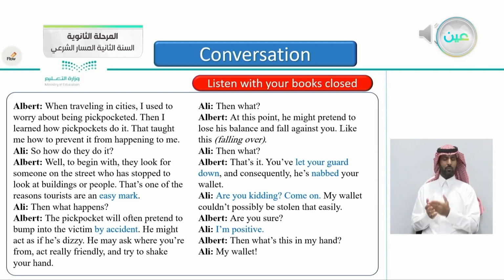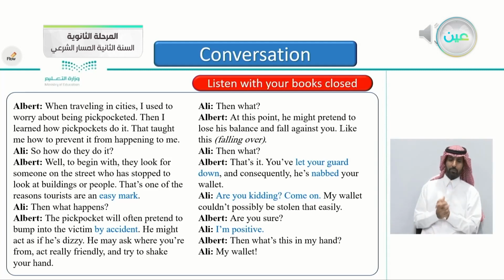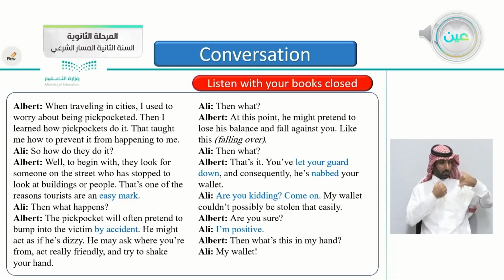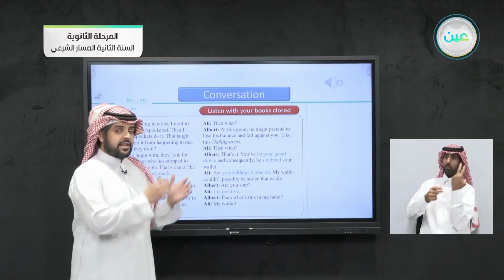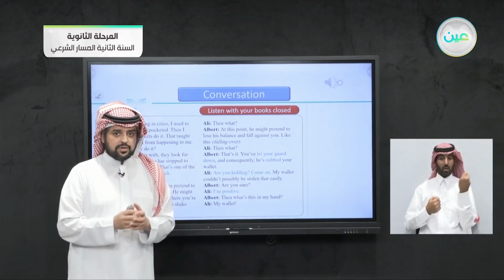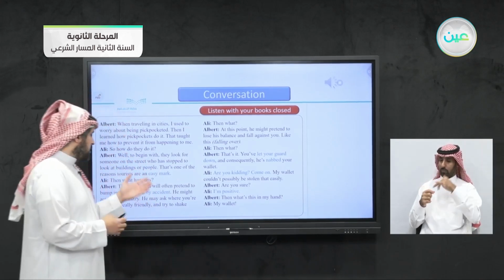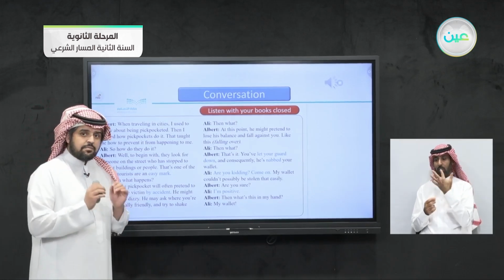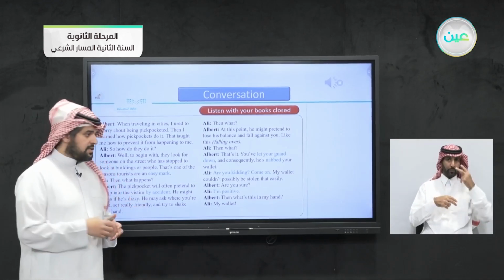So Albert is telling Ali how they do pickpocketing. He's advising him how to prevent pickpocketing. He said, well, to begin with, they look for someone on the street who has stopped to look at buildings. When you stop on the street and you look at buildings, they know that you are a tourist. So they put a target mark on you to steal. That's one of the reasons tourists are an easy mark. An easy mark. They think that it's easier to pickpocket a tourist.